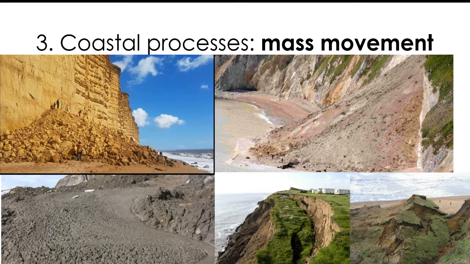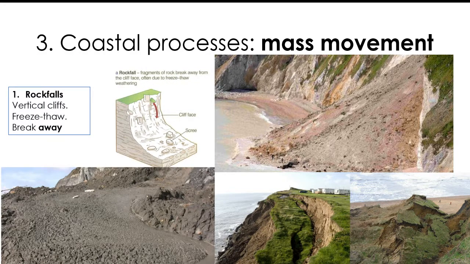You can see that this cliff is really steep and it has got big boulders and rocks at the bottom. So if we look at that in diagram form, this is the sort of thing we should be looking at in the context of a rock fall. So really vertical cliffs. It will be really resistant rock, but not necessarily invincible. It is going to suffer from things like freeze thaw.